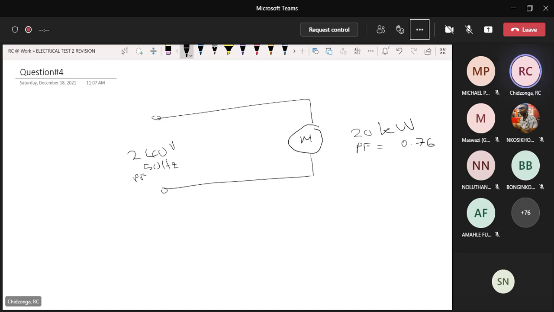You want to improve the power factor from 0.76 to 90%. That means you can say this is power factor 1. Power factor 2, you want it to be 0.9. 90% is 0.9.